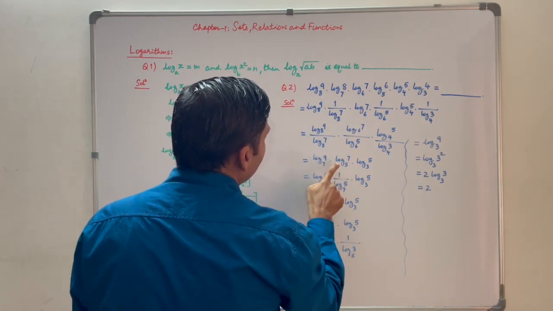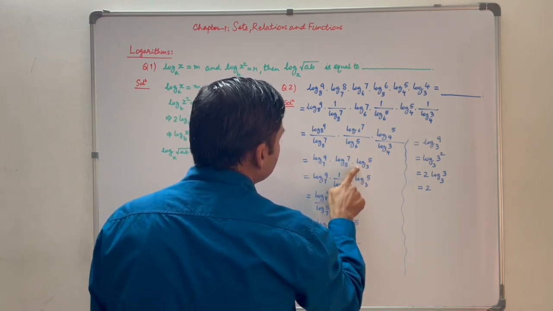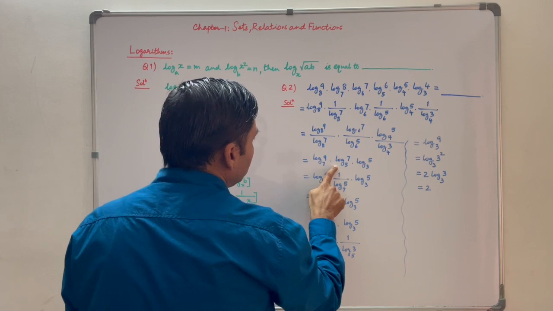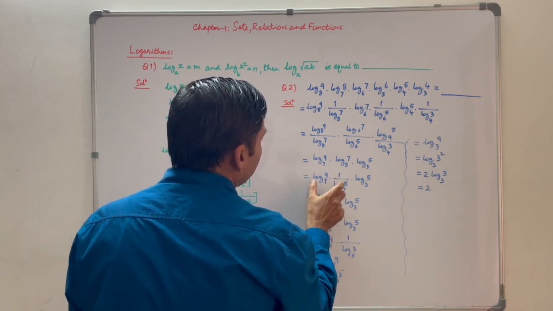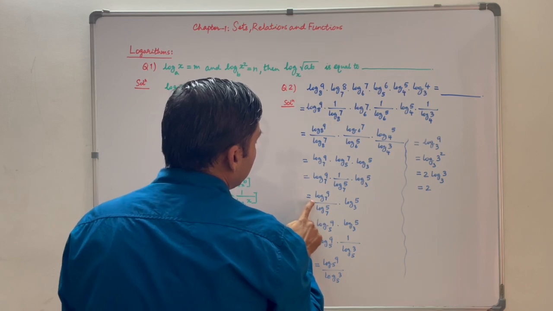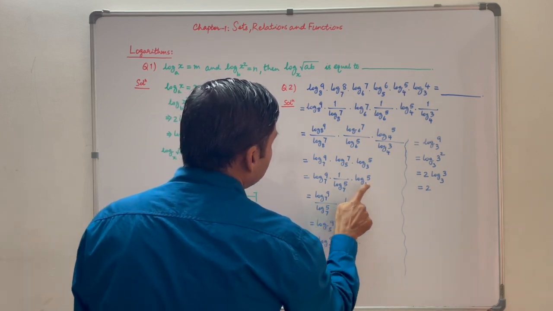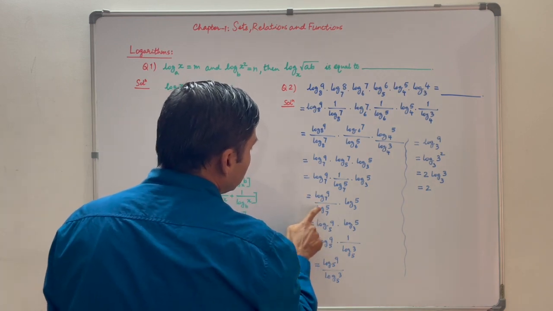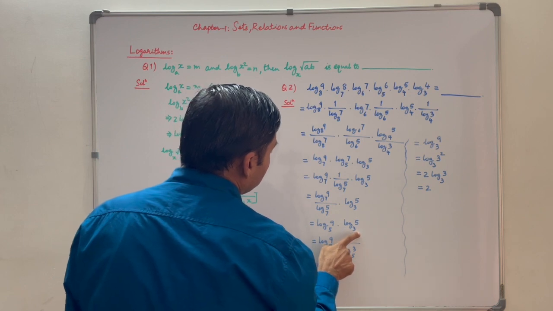This will be equal to log 7 to the base 5 and this will be equal to log 5 to the base 3. Log 7 to the base 5 can be written as 1 upon log 5 to the base 7. Now combining these two, it will be log 9 to the base 7 upon log 5 to the base 7 into log 5 to the base 3. Now this will be equal to log 9 to the base 5 into log 5 to the base 3.